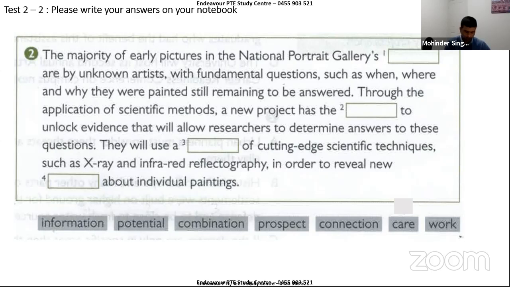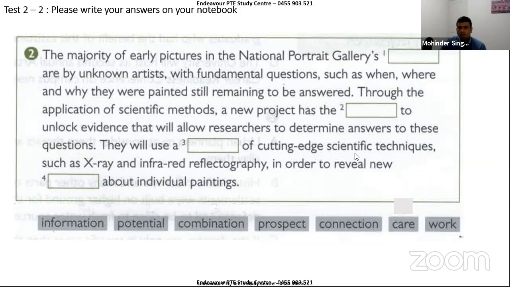Manmeet, what is the last one? Sir, I put information for the last one. Why did you put information? Because, sir, according to this paragraph, in order to reveal new information, so they will reveal the information. Yes, we reveal the information. That's a collocation. We reveal new information. That's a collocation. And then they will use a combination of.